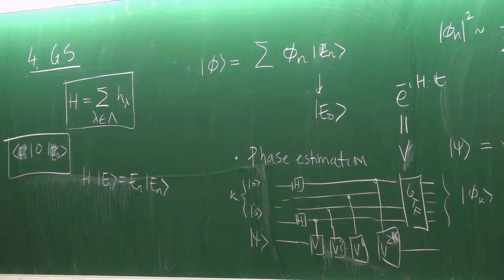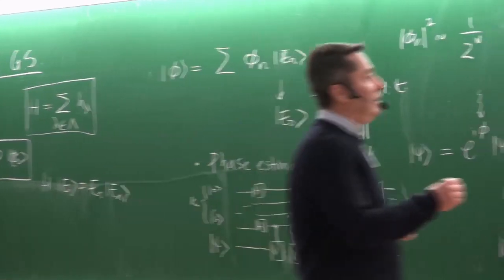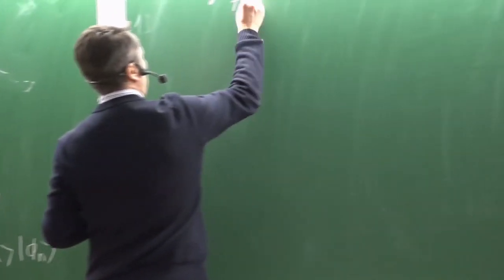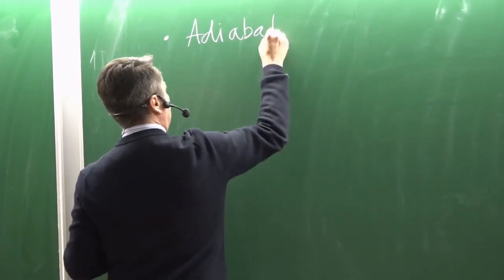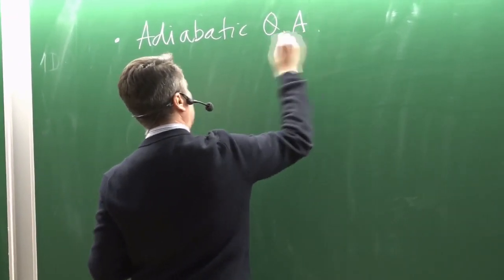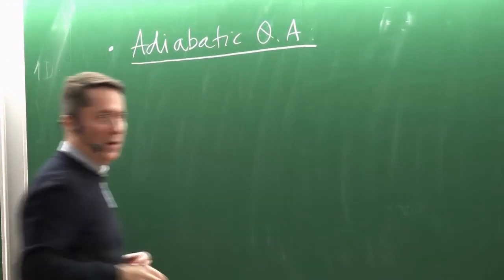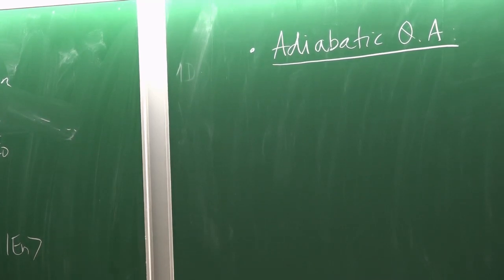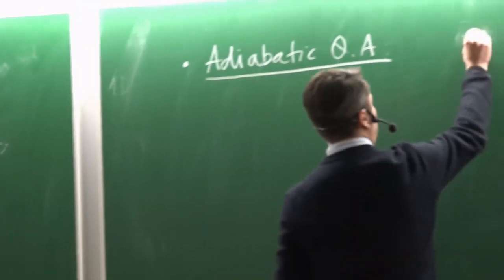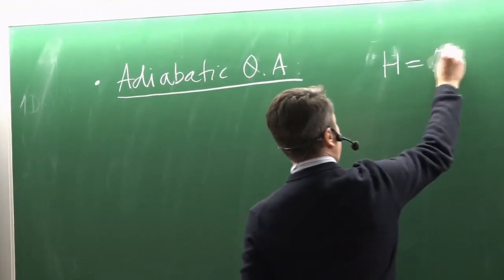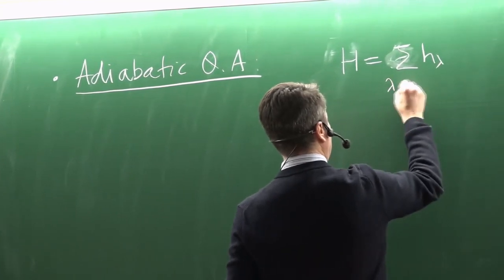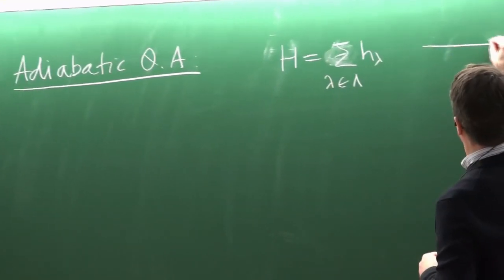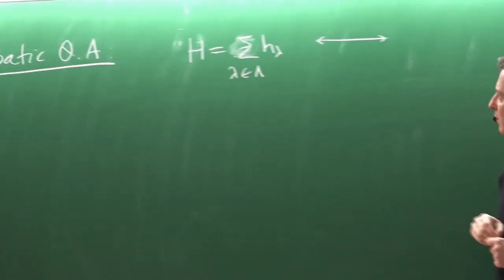And this promise is that you have a gap, and the gap scales like 1 divided by poly n, like I told you before. And so this is the adiabatic quantum algorithm. And so I will do it a little bit slower here. The idea is to connect the problem Hamiltonian that you want to solve, this H equal to the sum of h lambda, with some simple Hamiltonian, and I will now be more clear about what I mean by connect.